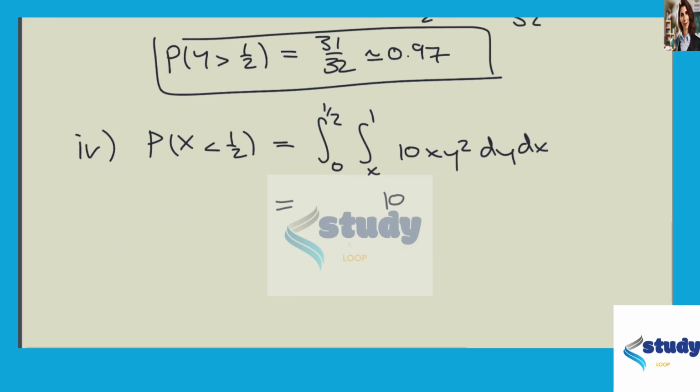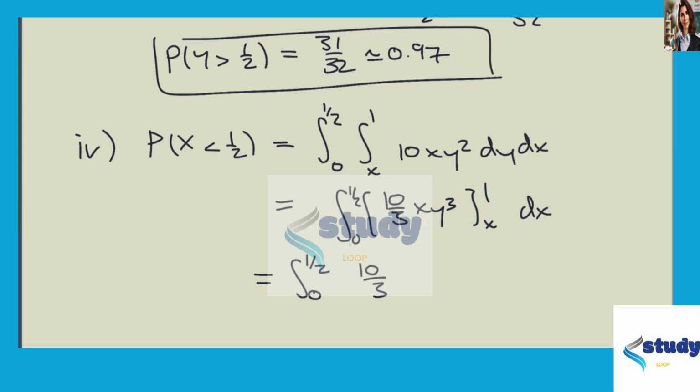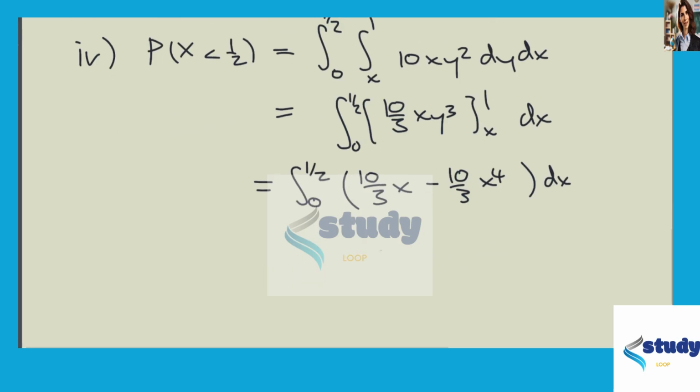So integrating y first, we get 10 thirds xy cubed evaluated between x and 1. So that's the integral from 0 to a half of 10 thirds x minus 10 thirds x to the power of 4. So that's going to be 5 thirds x squared minus 10 fifteenths, so that's 2/3 of x to the power of 5, which we evaluate between 0 and a half.